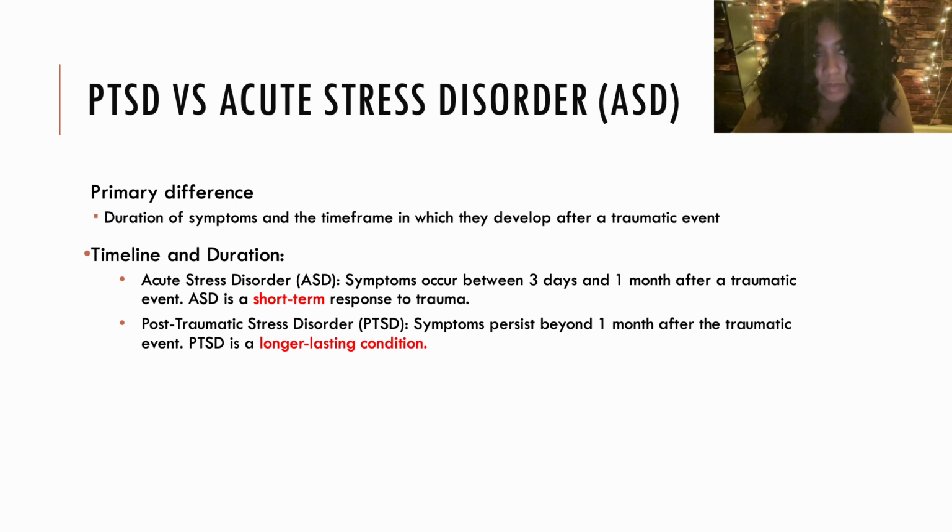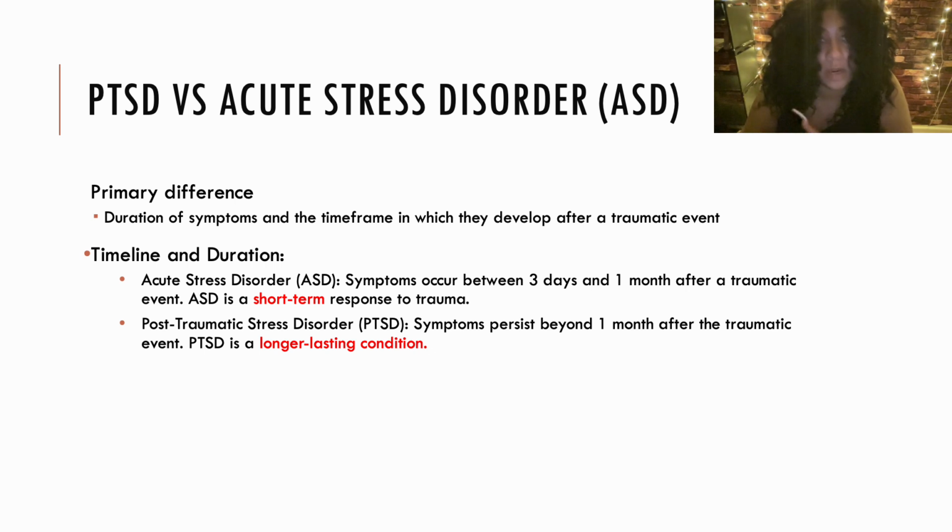The primary difference between the two of these is the duration of symptoms and the time frame once that traumatic event happens, right? When we take a look at acute stress disorder, we're looking at 3 days to 1 month. That is it. But when you're looking at PTSD, it's beyond 1 month. That is the longer lasting one. Acute stress is considered short term. It's not there always. Post-traumatic stress disorder is long term.